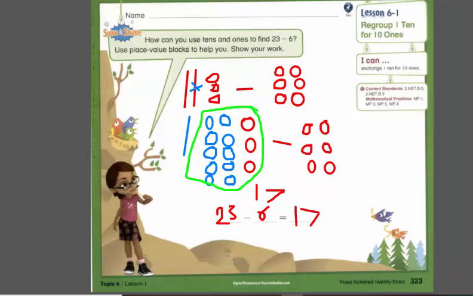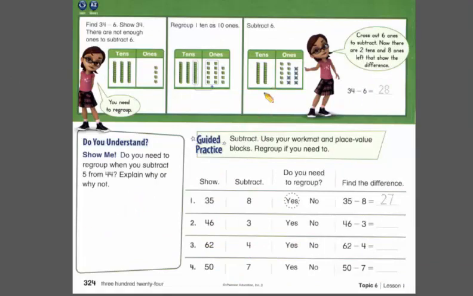Turn the page. Let's do page 324. Turn the page. Look at the bridge up. Okay? I want you to find 34 minus 6. Show 34.